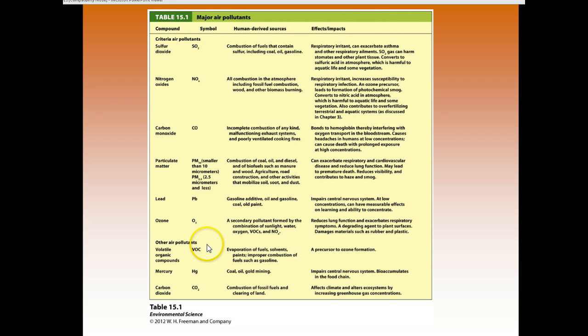And there are other pollutants like VOCs. We talked about those. Mercury comes from mining as well as burning different fuels, and carbon dioxide comes from burning.